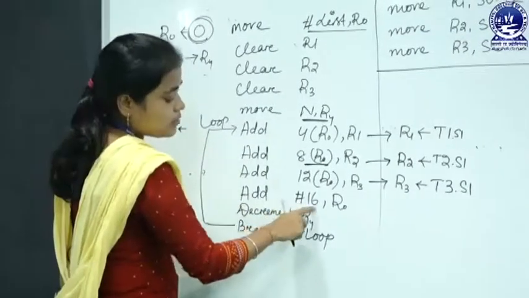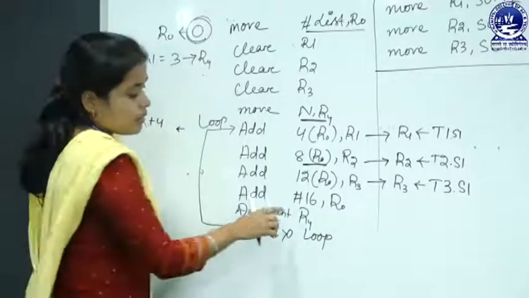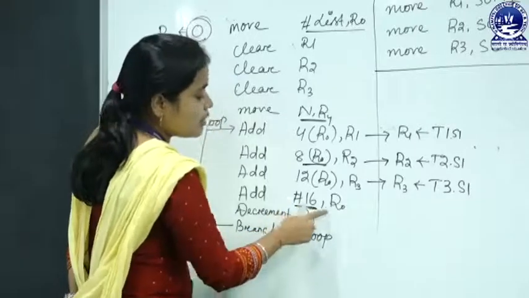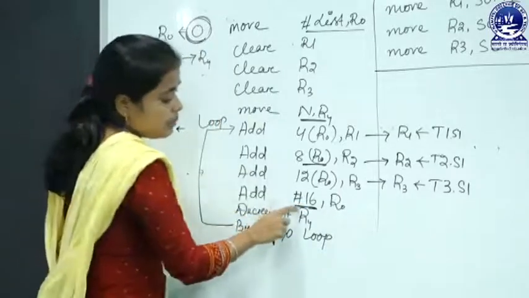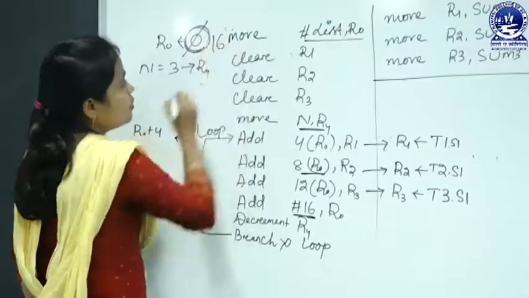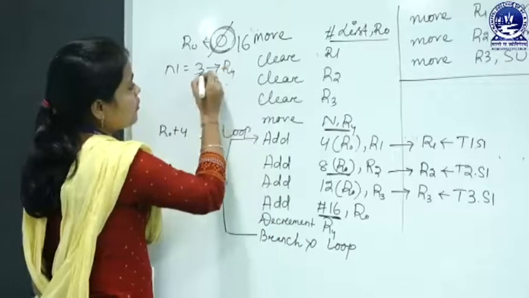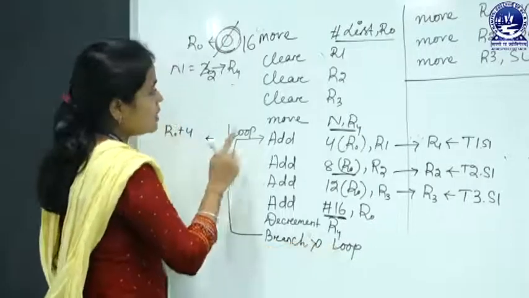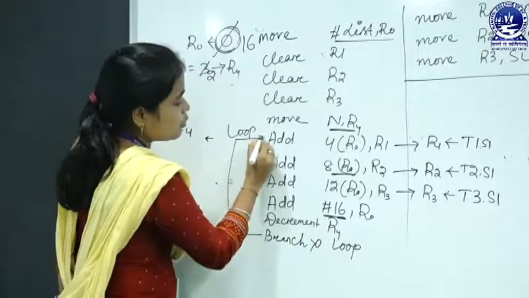Add hash 16 R0. Here I am using the immediate addressing mode. You have to add 16 to whatever the content of R0 is, and R0 content is 0. So now the R0 value is updated to 16. Then decrement R4, now the R4 value is 2. Then branch greater than 0. Yes, it is 2, so go to the loop, and here the loop points.